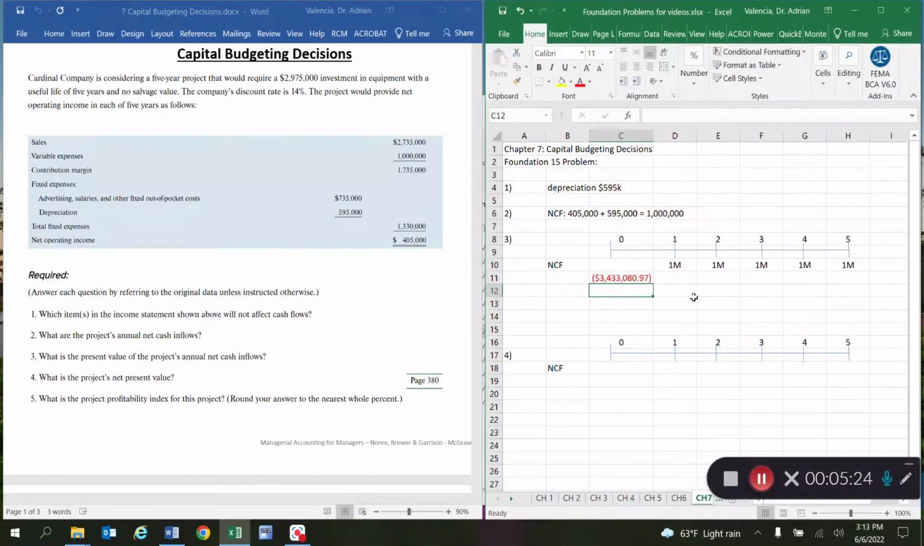So when you hit enter, you have that the present value of these 5 payments is $3.4 million. And by default it puts it as a negative here, but technically these are positive cash inflows. So I'm just going to make this positive by adding a negative in there.